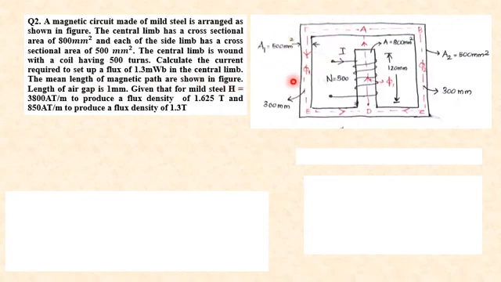Relative permeability, mu r value, is not given in this question. Instead of that, the values of B and H are given. So in questions where the relative permeability value is not given, we will be given B and H values, and using that we can find the MMF.